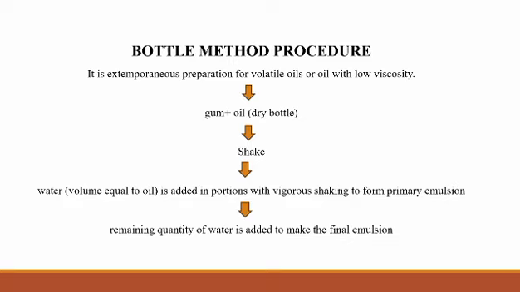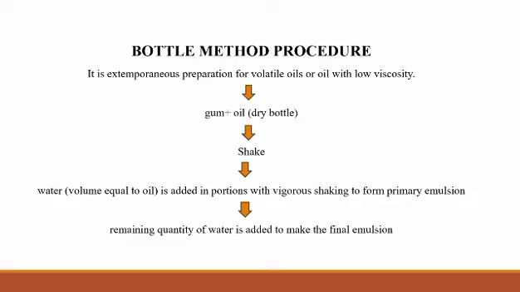Once it has completely emulsified, we have to add water equal to the volume of oil we have taken before. When all the portions have been added, we have to shake it vigorously until it forms a primary emulsion. Once the primary emulsion is formed, the remaining quantity of water is added to make up the final emulsion.